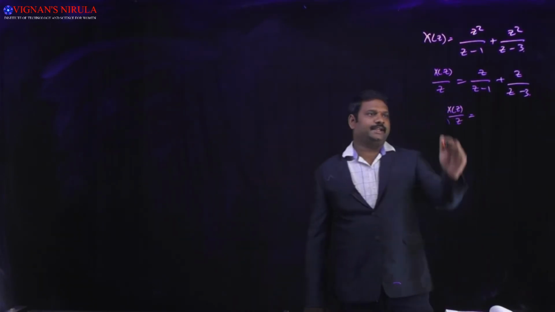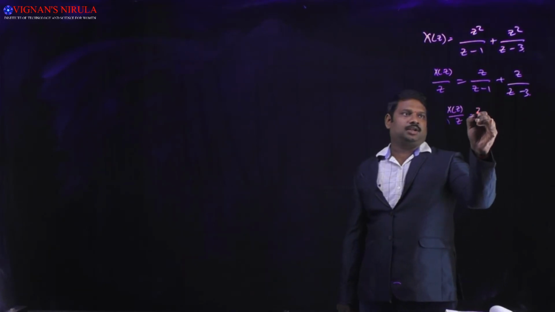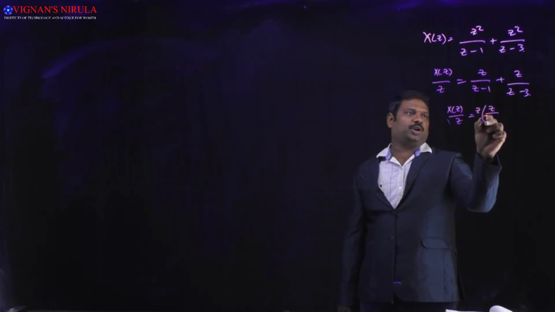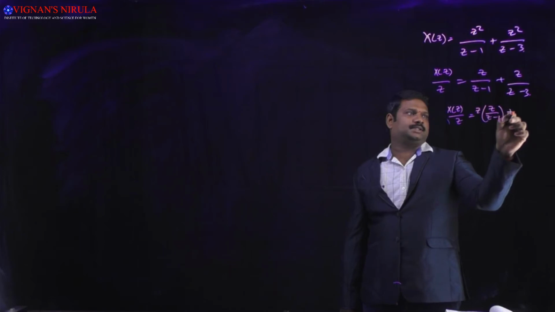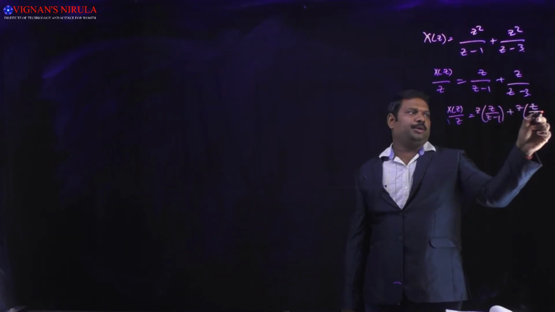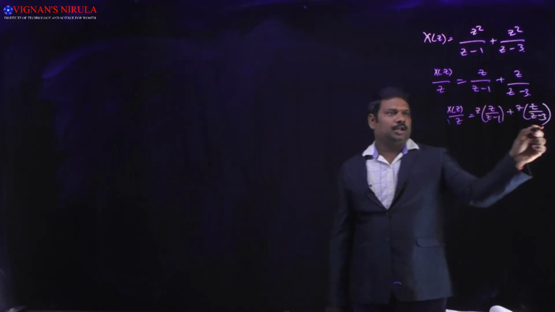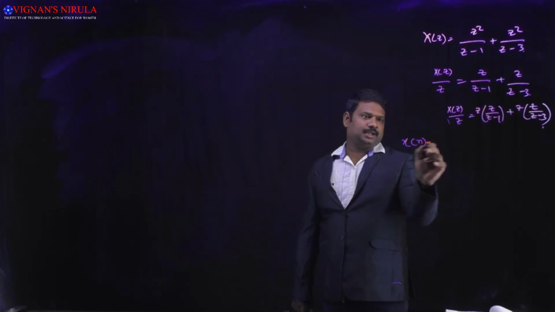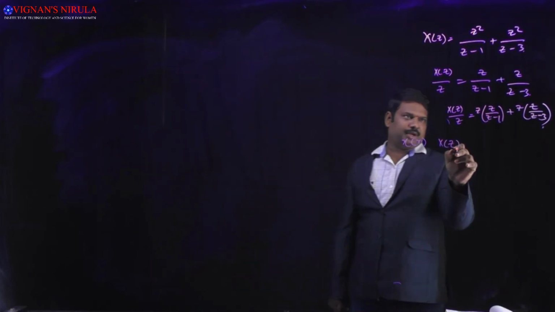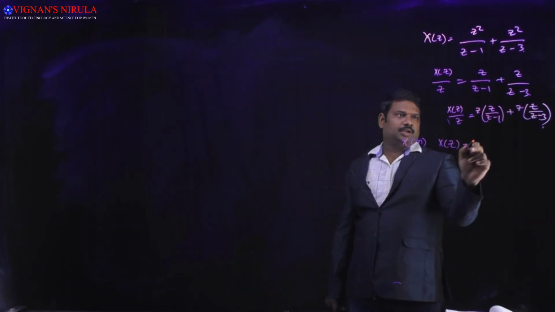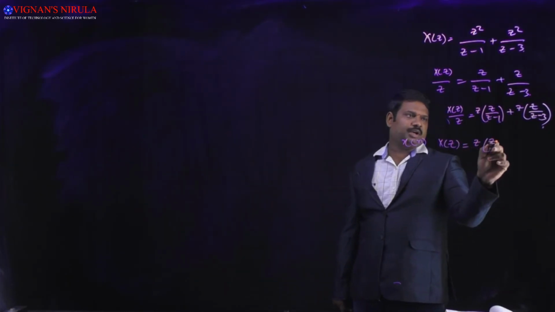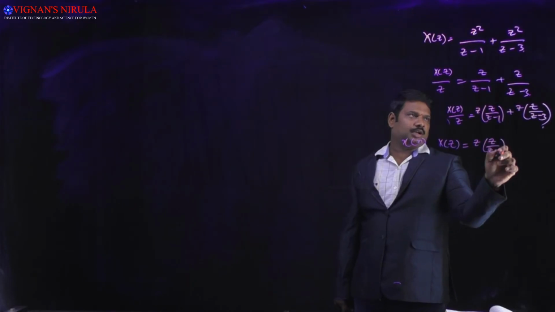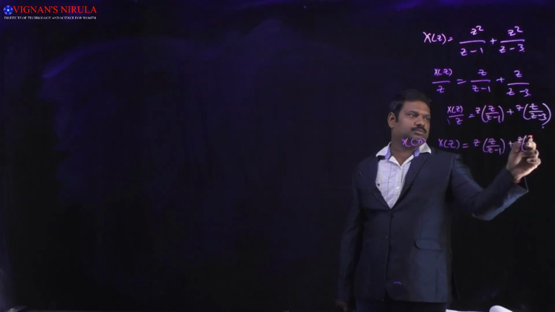Next one, take this z to this side, that is z into z minus 1 plus z into z minus 3. Therefore, its z transform, that is x of z, will be given by z into z minus 1 plus z into z minus 3.